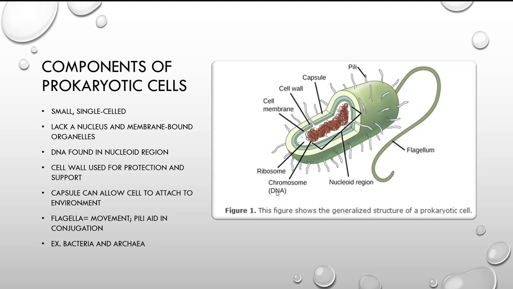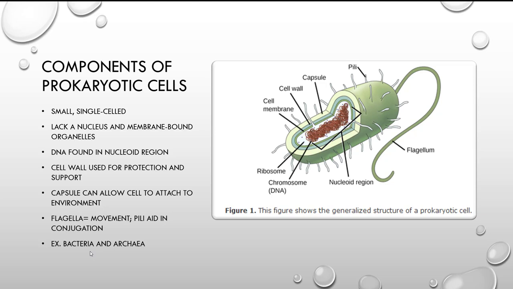And then as far as prokaryotic cells, the 2 domains that have prokaryotic cells are bacteria and archaeans. So you're probably familiar with bacteria. They're everywhere. They're on your skin. They're inside the gut of your digestive tract. So they do have a symbiotic relationship with us. They help break down the nutrients in our food.